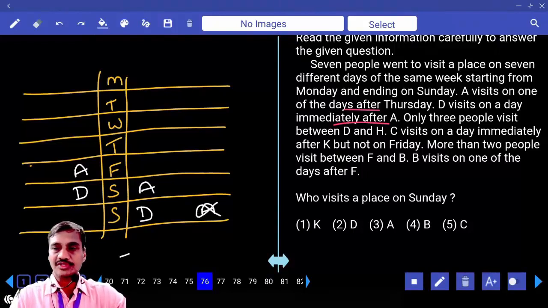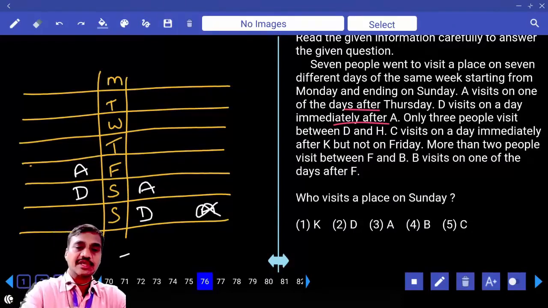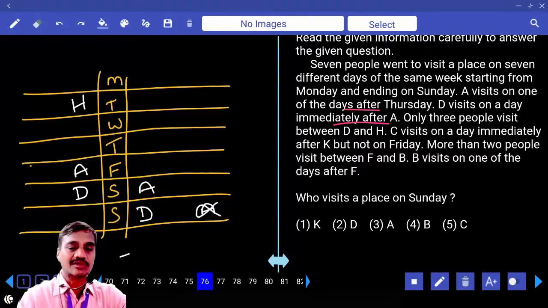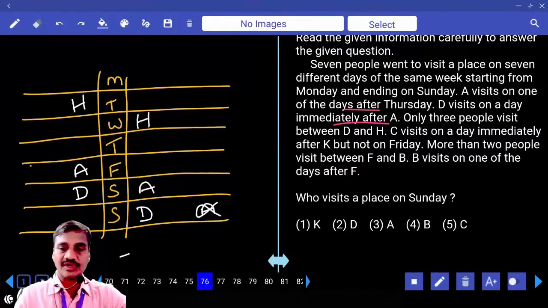Done? And only 3 people will be between D and H. In between D and H there must be exactly 3. And here also 3 in between D and H. H must be on Wednesday.